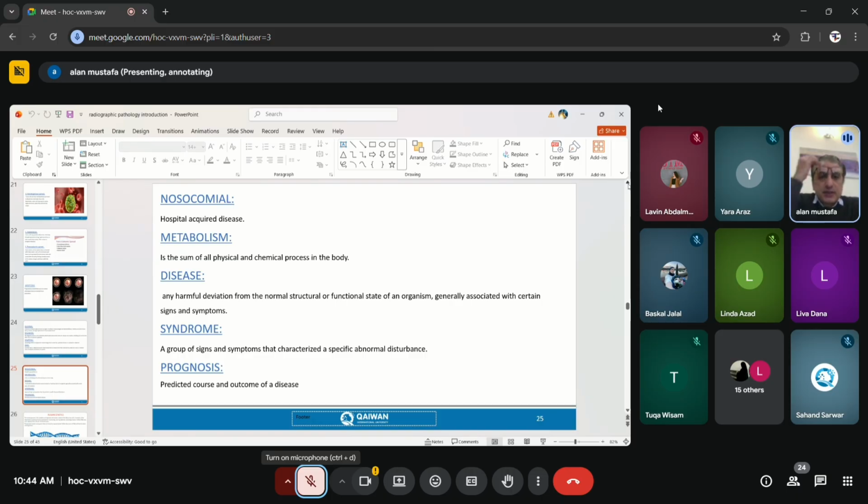So metabolism is the sum of all physical and chemical processes in the body. You have to memorize this. You already know the disease, but if it comes up as a definition, you have to write what's written here or any meaning of this.